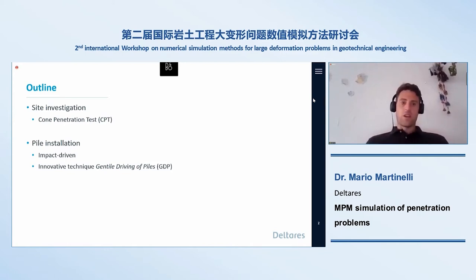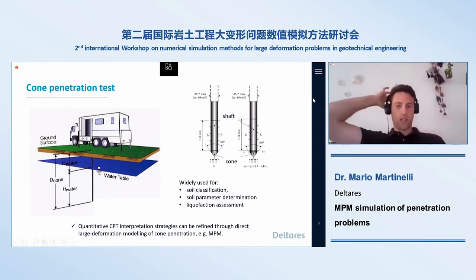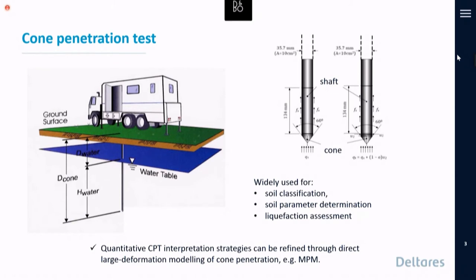Starting with the cone penetration test, it is a well-known test originally developed at GeoDelft, the former Deltares. It is composed of a cone and a shaft, and it is widely used for soil classification, soil parameter determination, and liquefaction assessment. But basically all the studies so far have been focused on chamber test results or analytical and numerical solutions. Nowadays, the development of large deformation modeling can allow quantitative CPT interpretation strategies, which can be refined with this new advanced technology, such as MPM. And that's what we did.